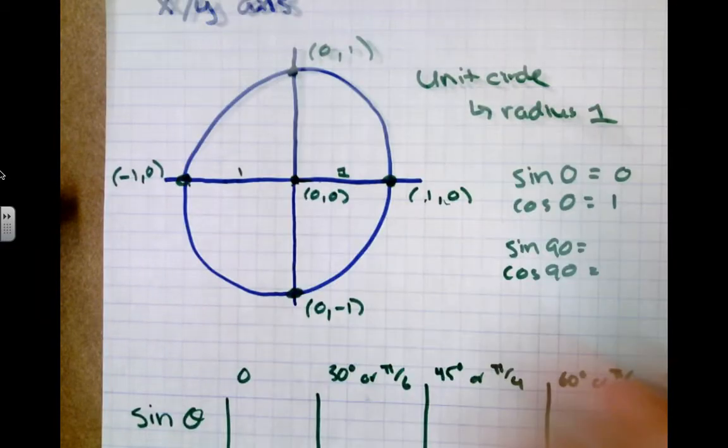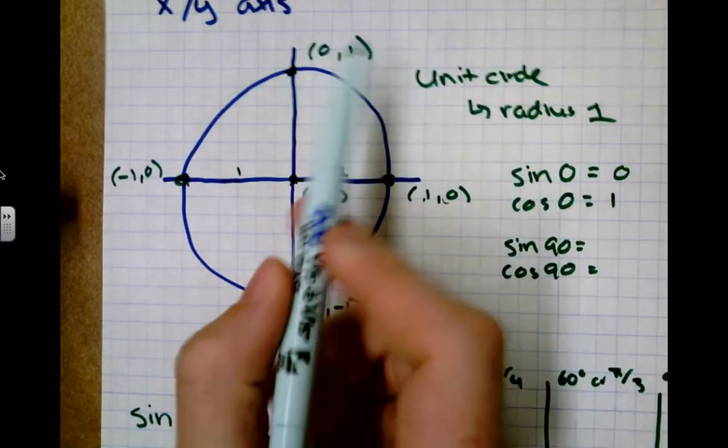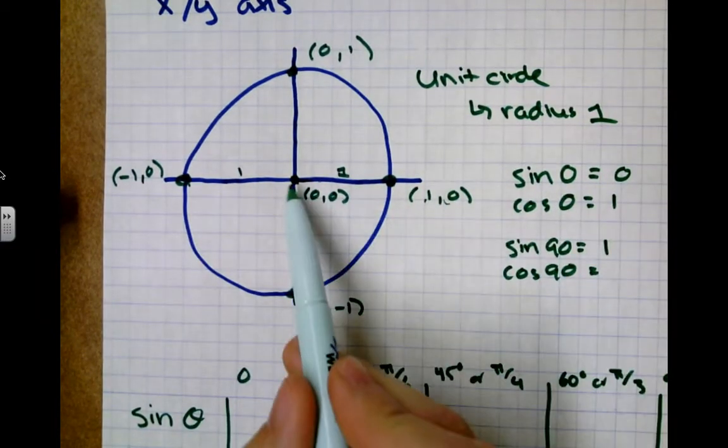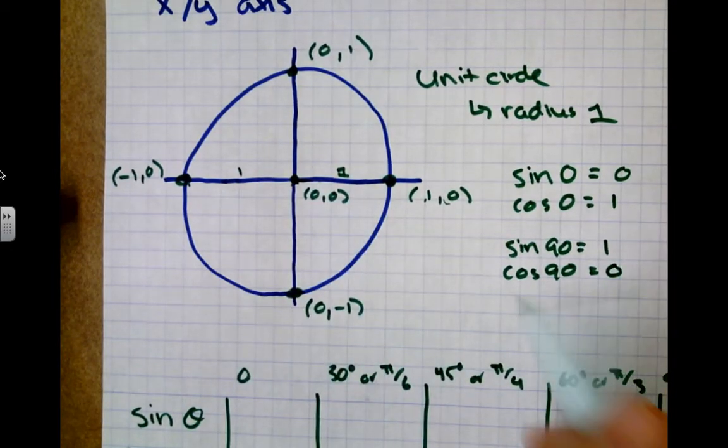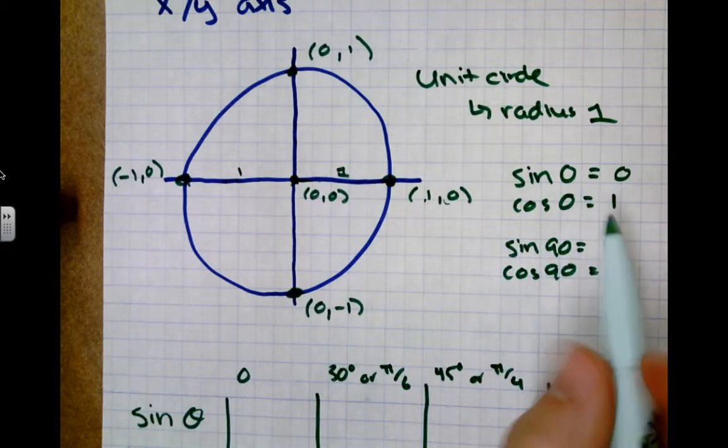Now 90. When I look at 90 here, sine is my y coordinate. My y coordinate here is 1. My cosine is going to be my x coordinate, in this case 0. And the same thing happens throughout the rest of the circle.